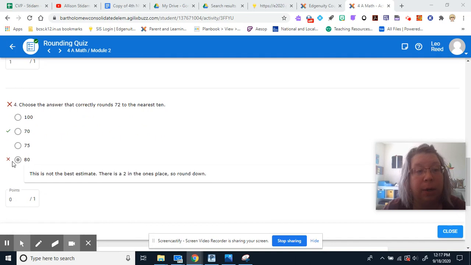And the fourth one here, again, I answered this one incorrectly, and it tells me that there's a 2 in the ones place, so I should have rounded down to 70.